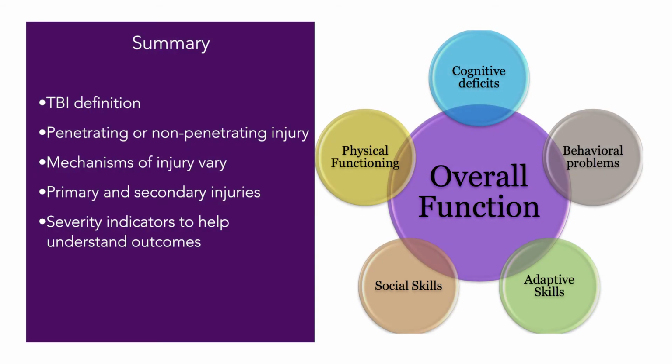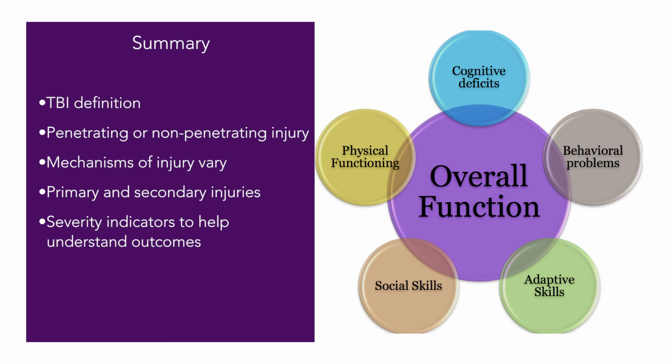So to summarize briefly, a TBI is defined as caused by a bump, blow, or jolt to the head, or a penetrating head injury that disrupts the normal functioning of the brain. A TBI can be considered either penetrating or non-penetrating. There are a number of mechanisms that can result in a TBI, and it is important to understand that there are both primary and secondary injuries that can occur. And TBIs can be classified as a mild, moderate, or severe traumatic brain injury, depending on the severity indicators.